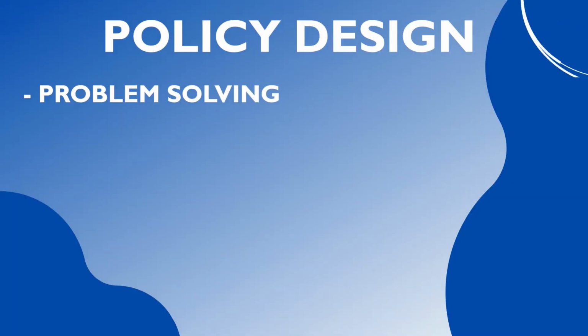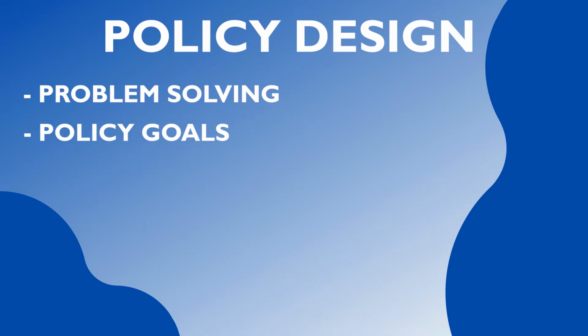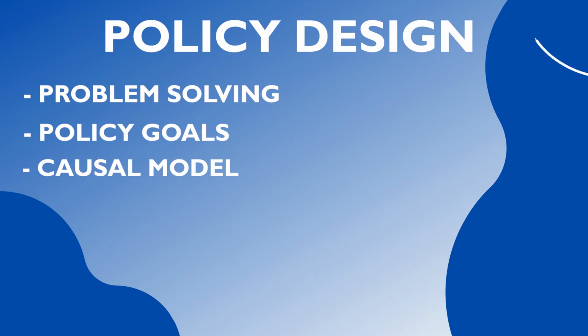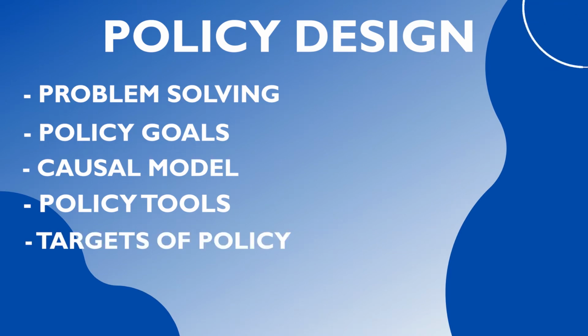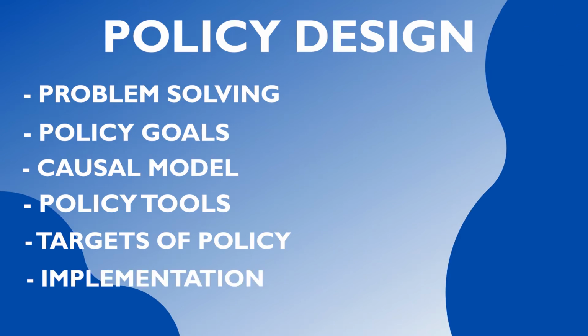So the key elements of policy design include things like, what are the goals of the policy? What's the causal model? What's the cause of the problem in the world, and how is this policy going to solve it? What are the policy tools you're going to use to solve that problem? Who are the targets of the policy? To whom does the policy apply? And how will the policy be implemented? Will we rely on people to just follow the rules, or will there be some sanctions or even greater inducements for people to follow the policy? So those are some of the things you have to consider when you're designing a policy to solve a problem.